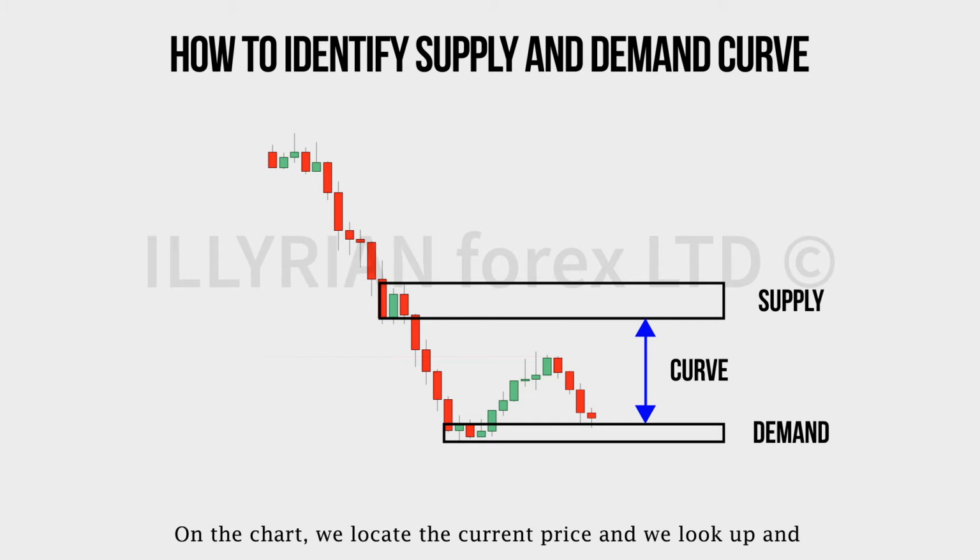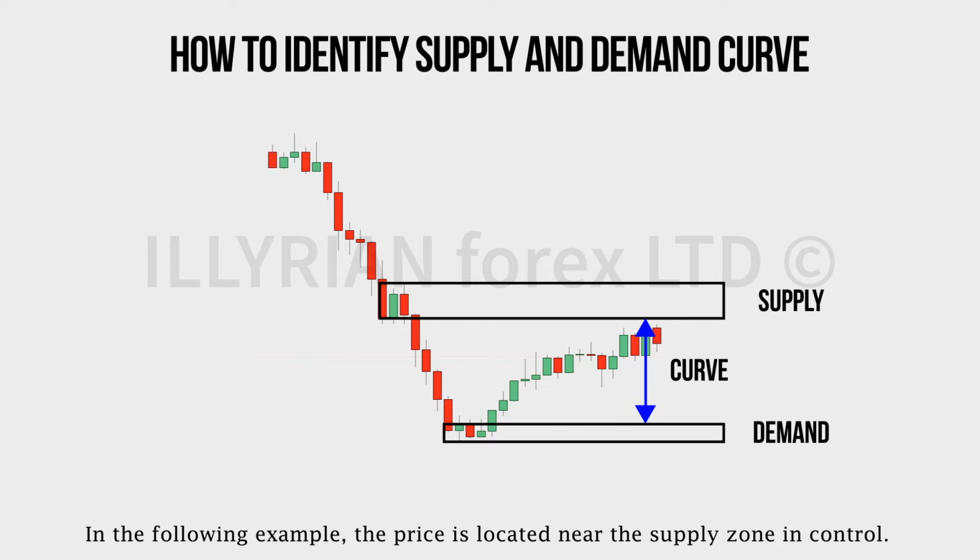On the chart, we locate the current price, and we look up and down to identify the closest supply and demand zones in control. Now that we have drawn the zones, we see clearly that the price is located near the demand zone. We say that price is low on the curve. When price is located low on the curve, we buy only.